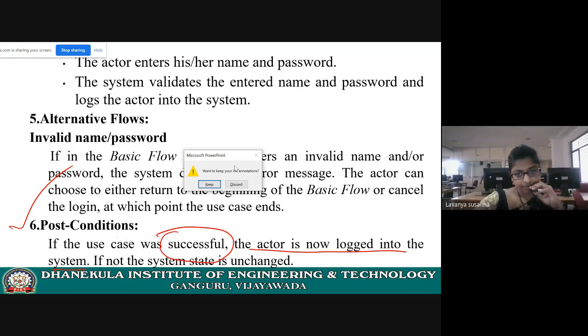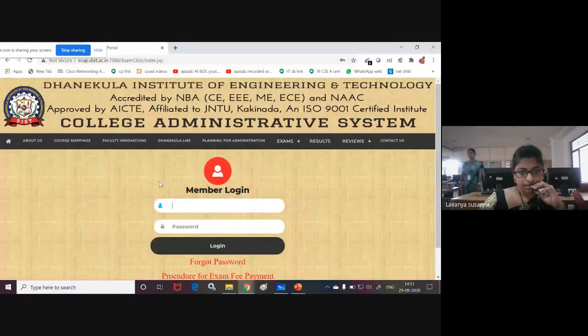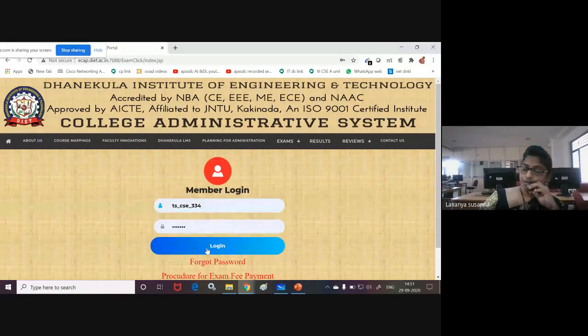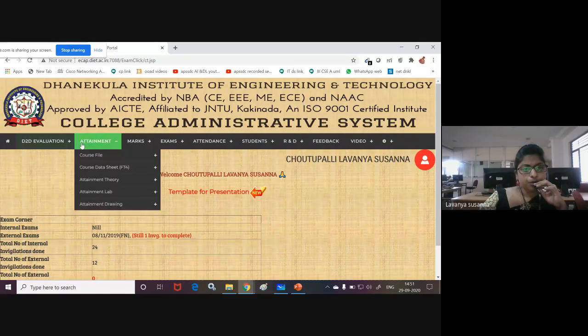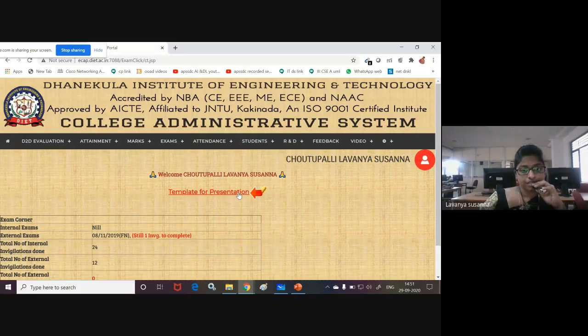Once again, you need to click the login, right? After clicking login, I need to use all these functionalities. That means login must be successful. Okay, I hope you understood.